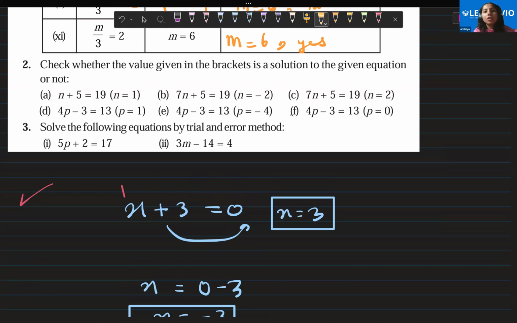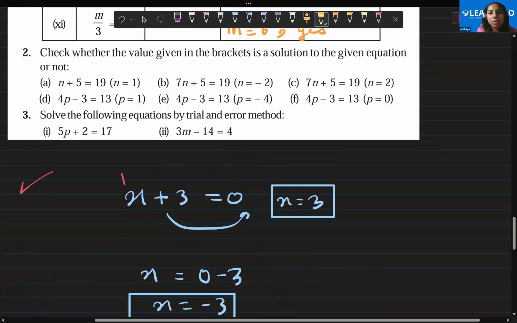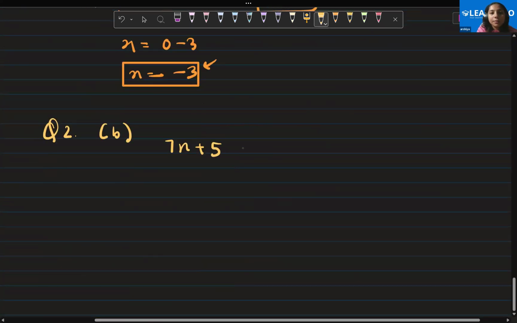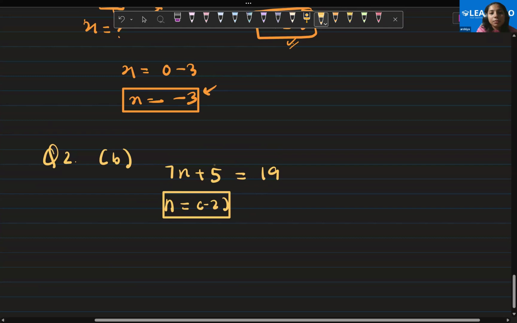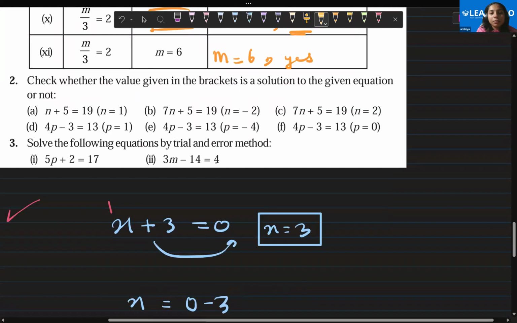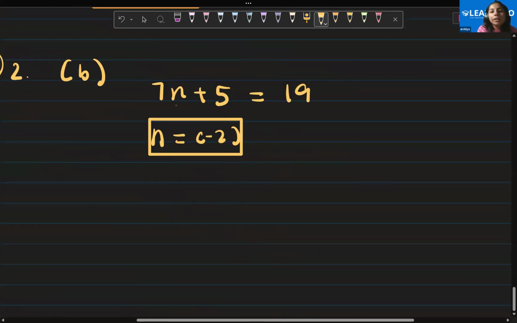Let me write the question. So question number 2, part B. Okay, so they have given this equation, and then again you have to find the value of n and tell whether it's -2 or not. So the same question, just a bigger equation.